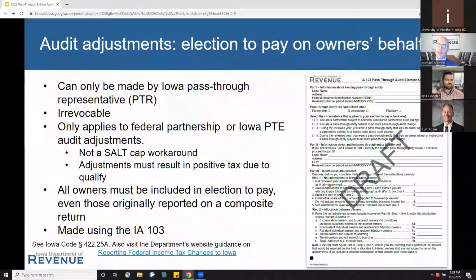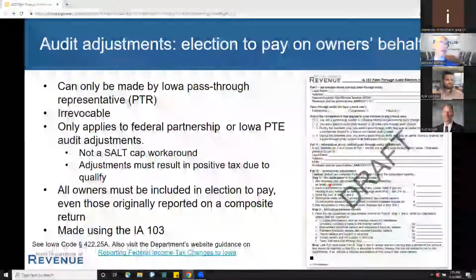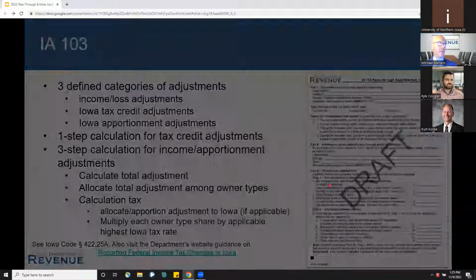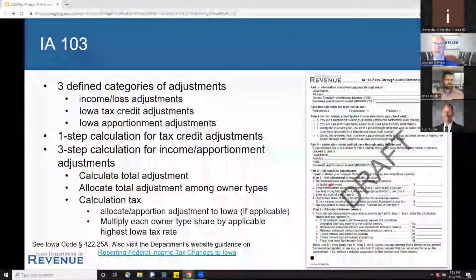This election to pay on the 103 is only related to audit adjustments from a federal partnership audit or an Iowa pass-through entity audit. When the entity makes that election to pay, all the owners must be included on the election to pay, even those that were originally reported on a composite return. As I said, the election to pay is made on the 103. Very, very briefly, this is very high level.